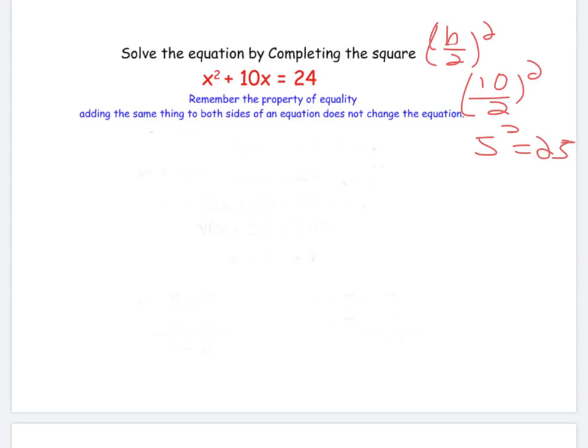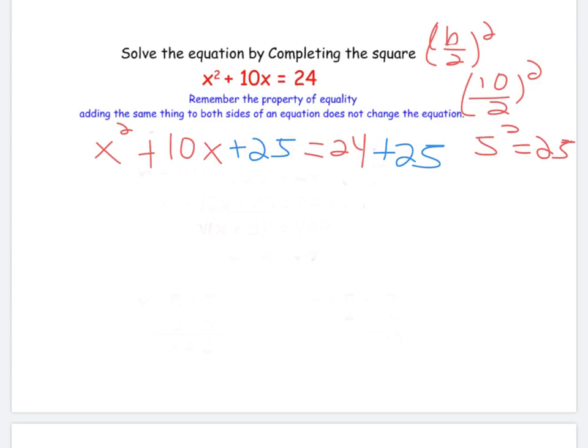So I would have my original parts of my equation, x squared plus 10x, and then I'm going to add 25 to it. And then on the other side of my equal sign, I have 24, and I'm also going to add 25 to it, because remember, the property of equality tells you if you add something to one side, you have to add the same thing to the other side in order to keep it equal.